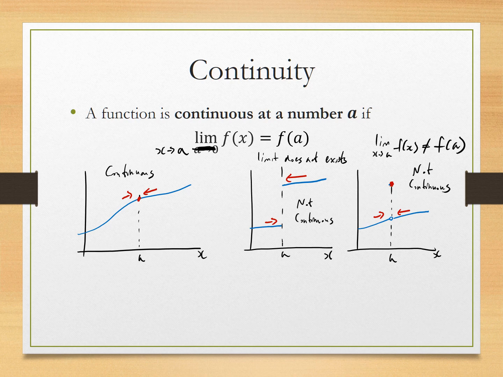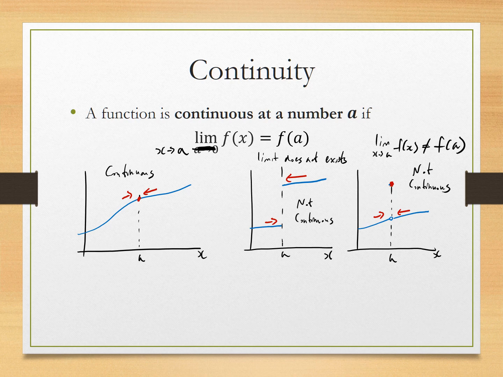What types of functions are continuous? Polynomials are continuous. Rational functions are continuous. Are there any rational functions that are not continuous? No, I don't think so. So polynomials are continuous. Tangent is not continuous because tangent, as we have seen last time, has vertical asymptotes.